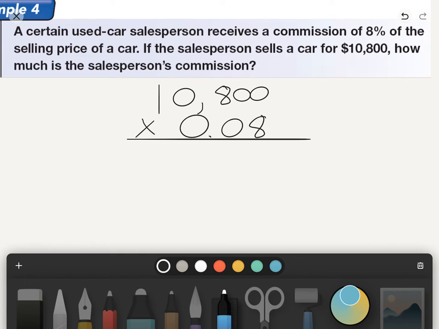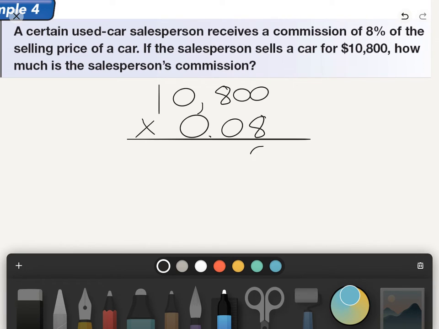Now one person pointed out it only works for this one because there are two zeros at the end. I could just erase those two zeros at the end of 10,800 and erase my decimals and just have it be 8 times 108. But that only works because there are two zeros at the end of the 10,800. So I'm just going to do this the way you would do any decimal multiplication.